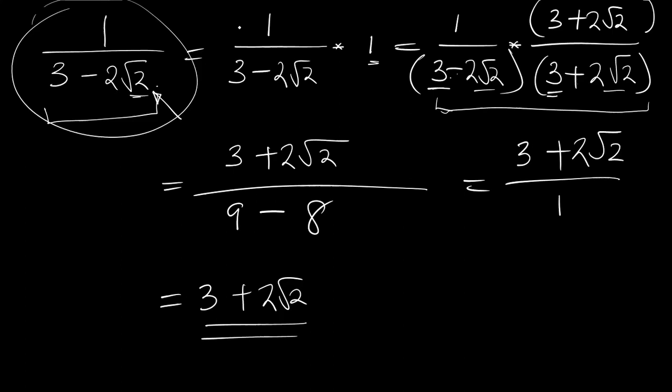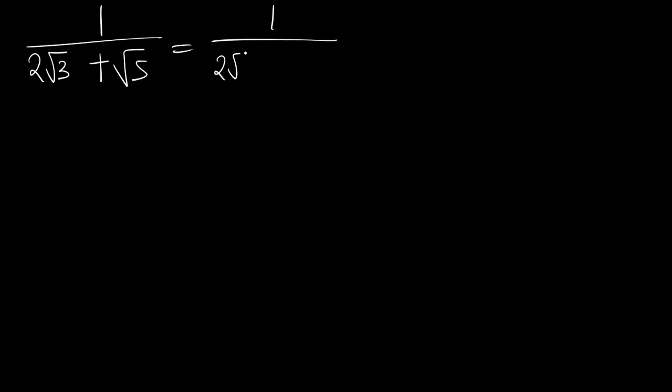So let's look at some problems in this regard. So now let's look at another problem. Let's say they give you 1 all over 2 root 3 plus root 5. So this is the same thing as saying 1 all over 2 root 3 plus root 5.